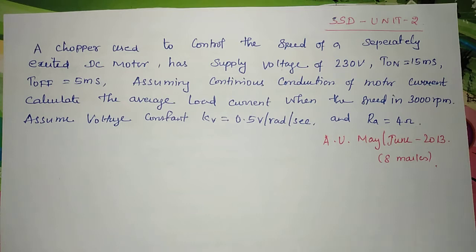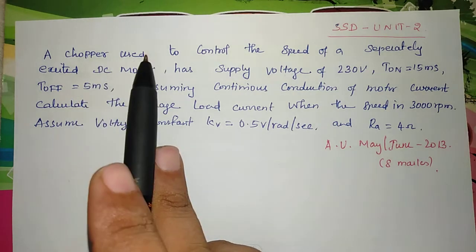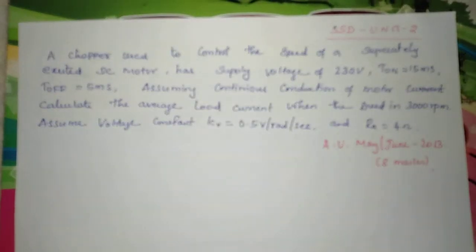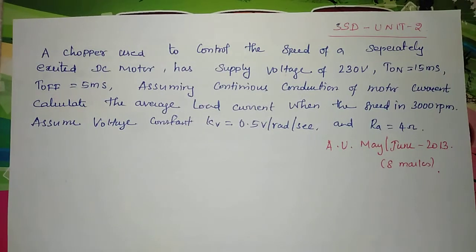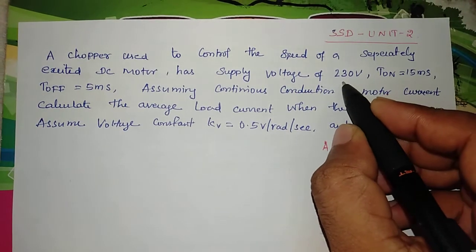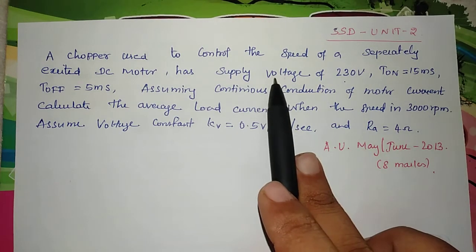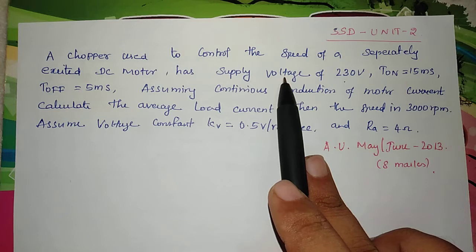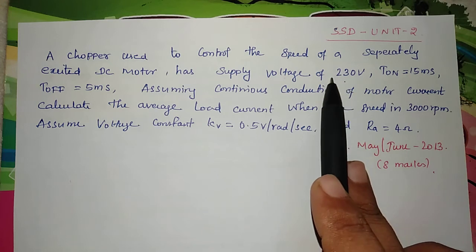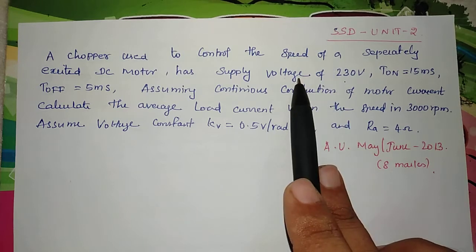Now this problem is based on a chopper control circuit. Here we have a problem: a chopper used to control a separately excited DC motor's speed. For that we are given a supply voltage of 230 volt. So 230 volt is the supply voltage from the source, not the armature voltage. We may have confusion between the supply voltage and the armature voltage. So supply voltage means the 230 volt supply from the source.